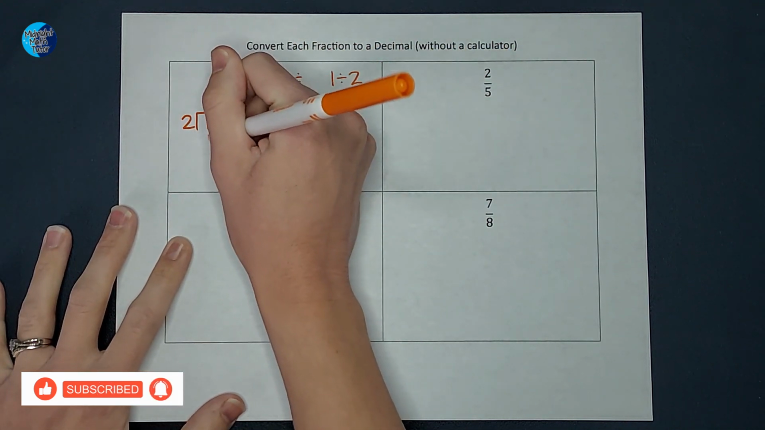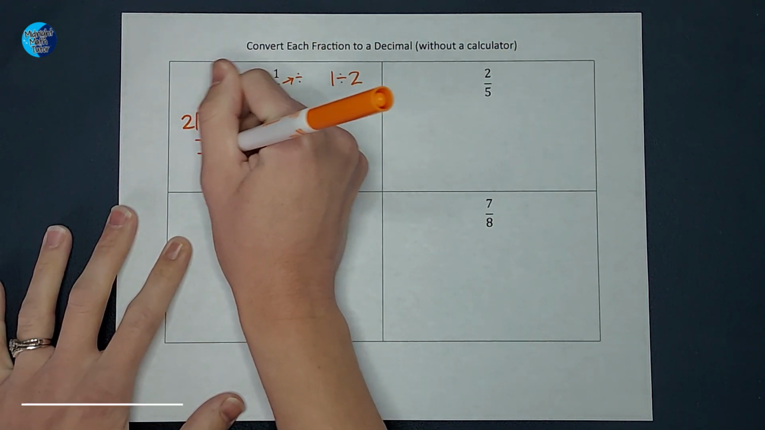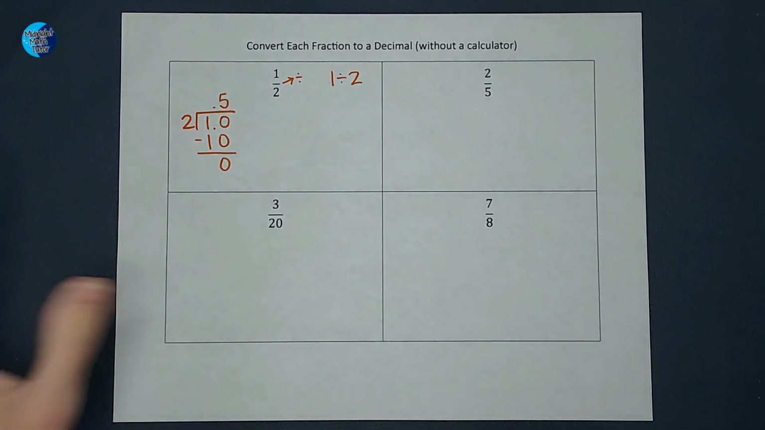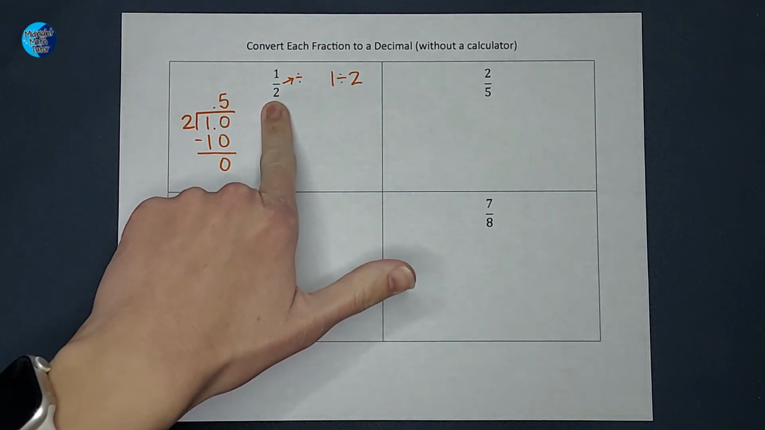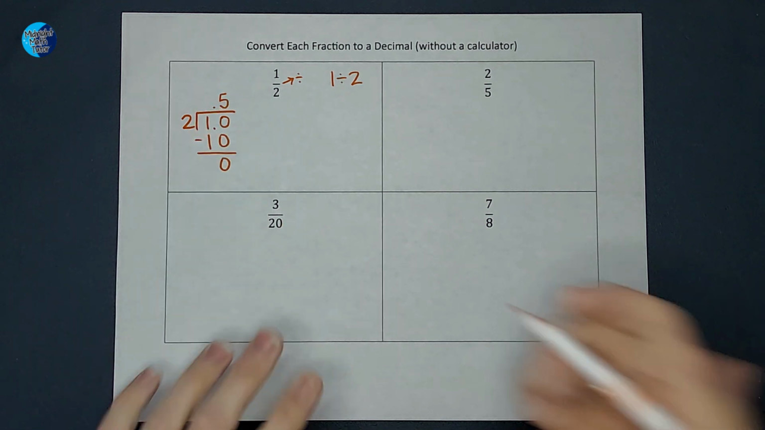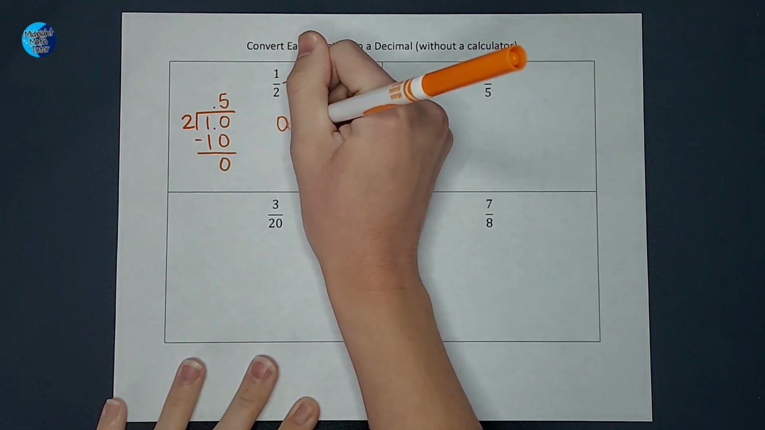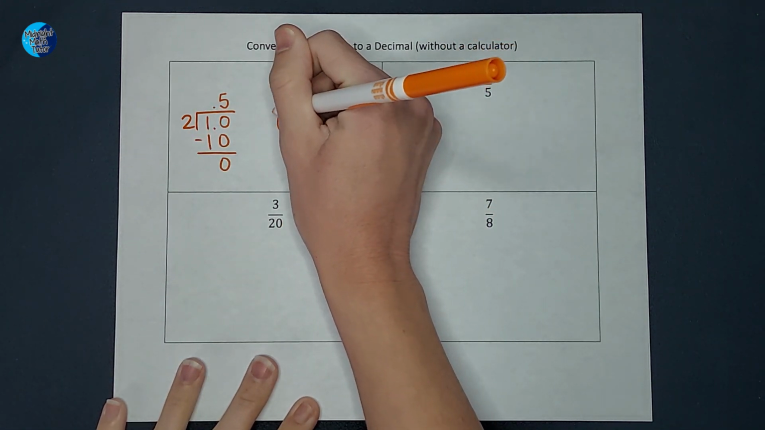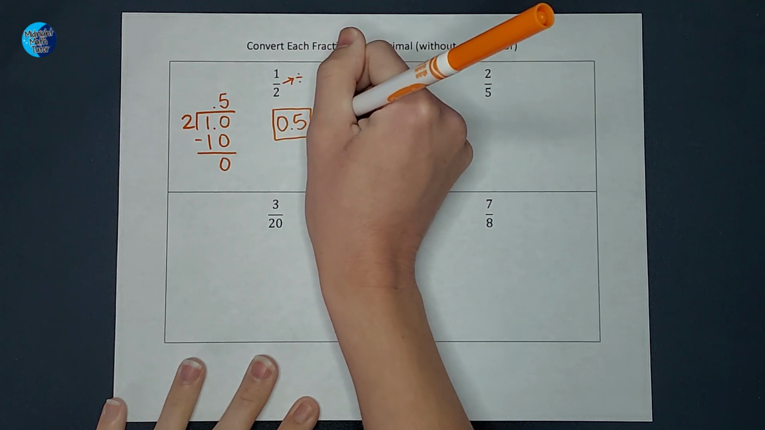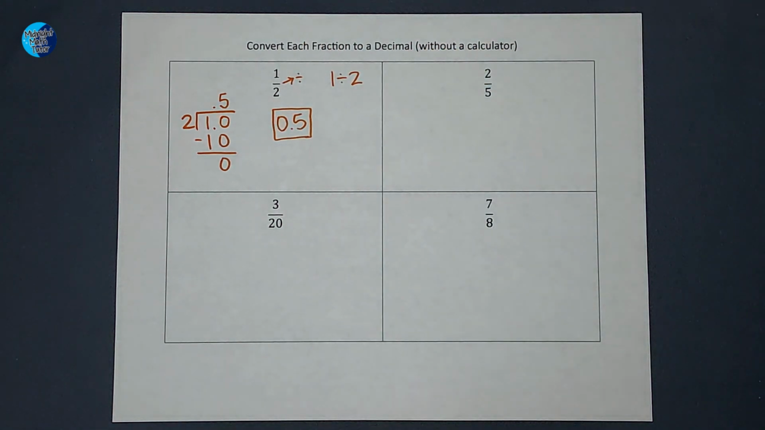5 times 2 gives me 10. When I subtract that, I don't have a remainder. So when I divided this, I got 0.5, or 0.5, which isn't that the same as 1/2? Oh my gosh.